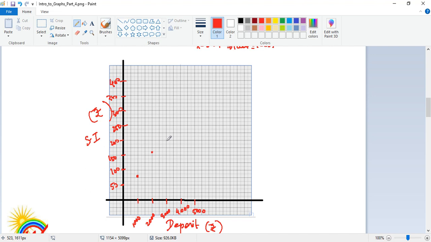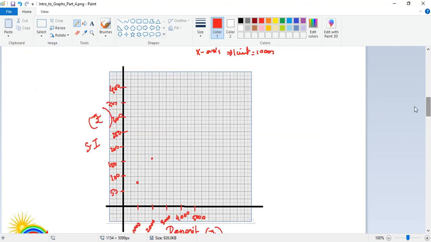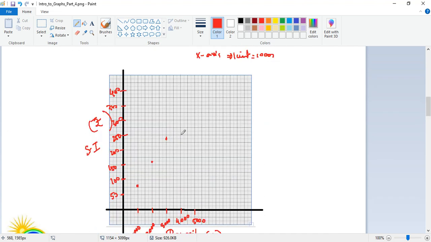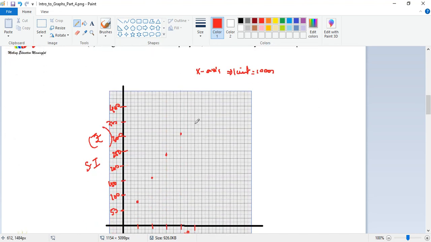Then for 3,000 it's 240. So 240 is going to be somewhere over here, and for 4,000 it's going to be 320. So 320 is over here, and for the next one, 5,000, it's 400, so 400 is over here. Okay, so now you see I can just draw the graph. Let me mark the circles. Okay, right. Yeah, so now let me draw this line.